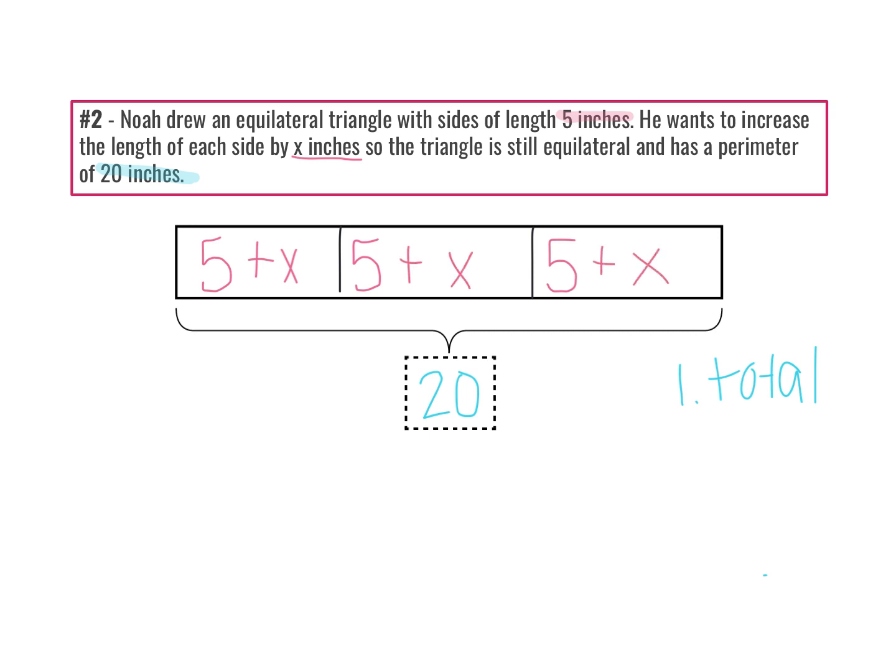Okay, so this tape diagram shows that for a total of 20 inches of the perimeter, each one of the 3 sides is 5 inches plus an additional x amount of inches. And to write this as an equation, we have 3 groups of (5 plus x), and that equals 20 inches for the perimeter of the triangle.